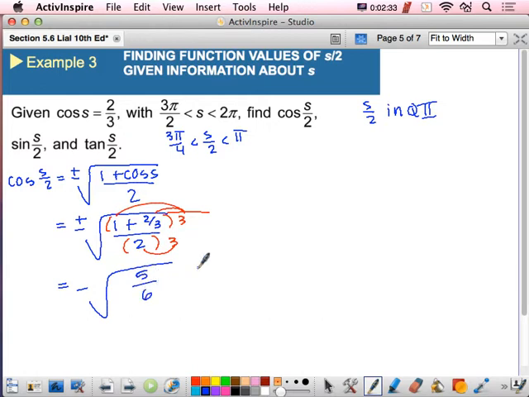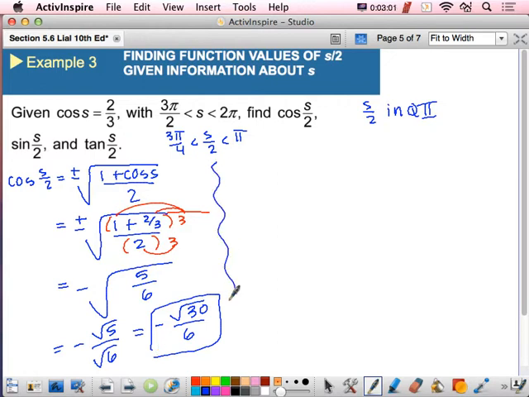Make sense so far? Now what's wrong? We have to split the fraction apart and get the square root out of the denominator, right? So that equals negative square root of 5 over the square root of 6. And that has to be rationalized to negative square root of 30 over 6. Square root of 30 won't simplify. So we're finished with cosine. That is cosine of half of S.